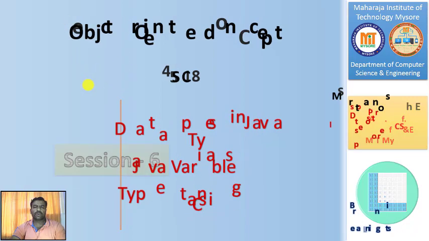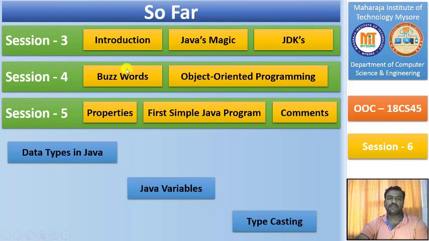So far, with respect to Java, we have discussed the introduction and a brief history, Java's magic, the JVM, the JDK we use, the buzzwords of Java, and Java as object-oriented programming, along with the properties Java holds as a programming language. We also covered the very first simple Java program, how the class should be used, how the main function should be defined inside the class, and the different types of commands available in Java.